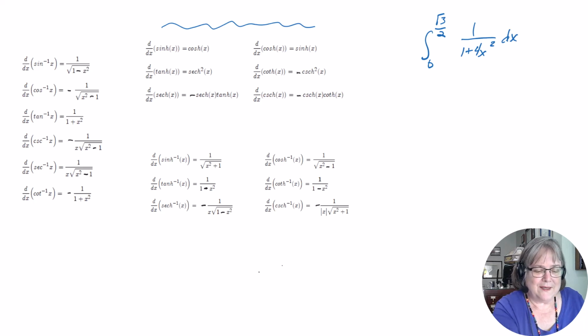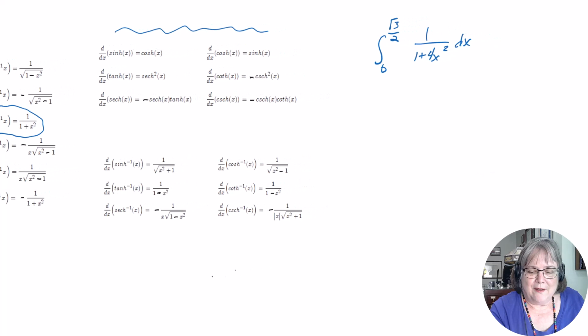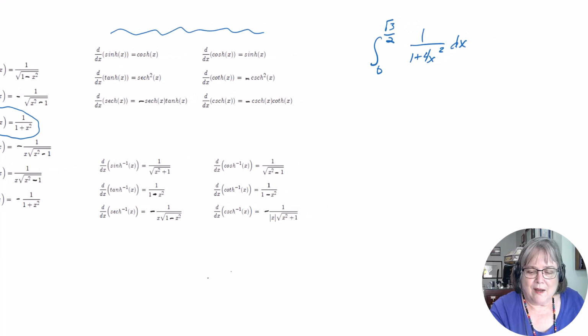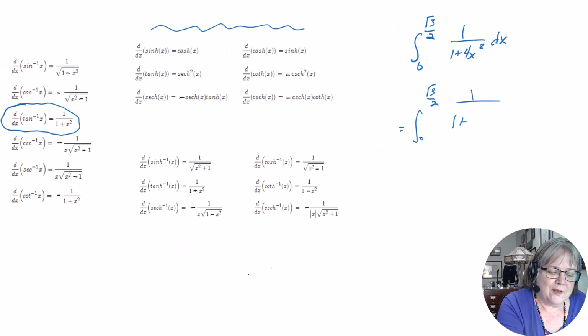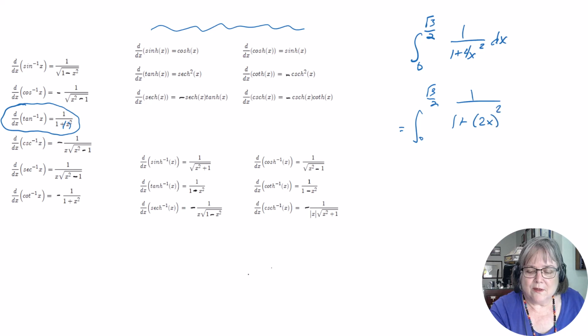Right, this is as close as I can get. It looks like it's of this form, right? So I think it's going to be an inverse tangent. To get it more into that form, it'd be 1 over 1 plus, because this says whatever it is that you're squaring, it has to square the whole thing. So this would be 2x squared.